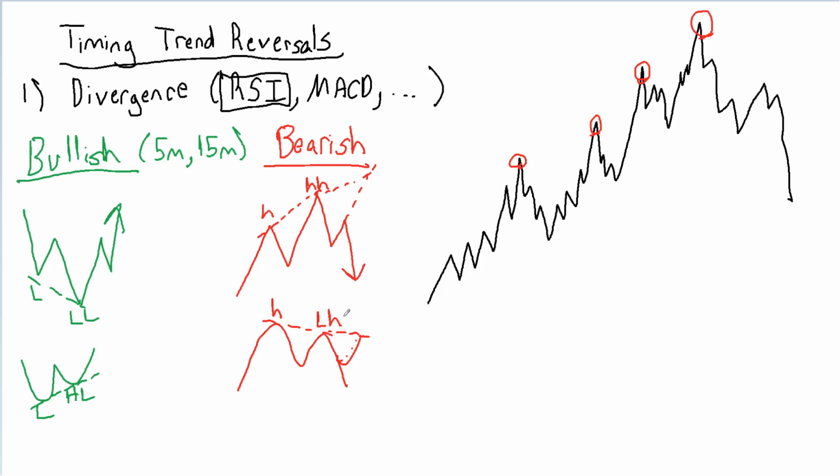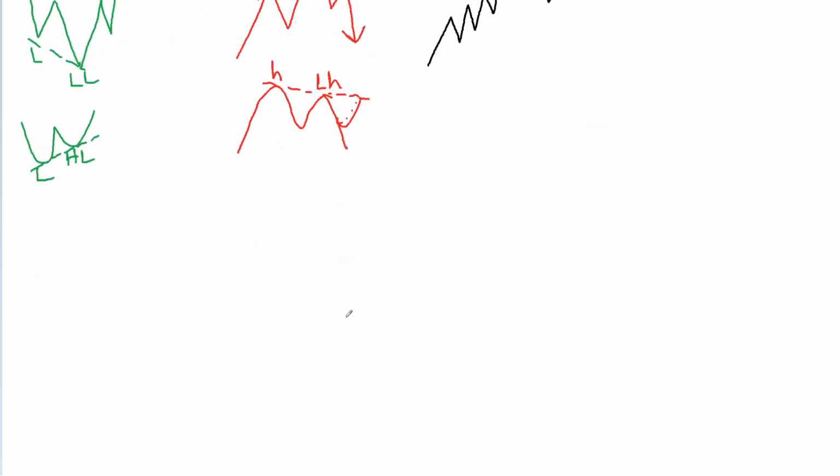So the divergence is the first thing that I'm looking for. The second thing that I'm looking for is confluence. So when I talk about confluence, I'm talking about where are likely reversal levels. When you have a trend, where is it going to likely catch support and/or resistance? So if you're in a downtrend, where could it catch support? If you're in an uptrend, where can it catch resistance? So you're looking for those confluence levels.